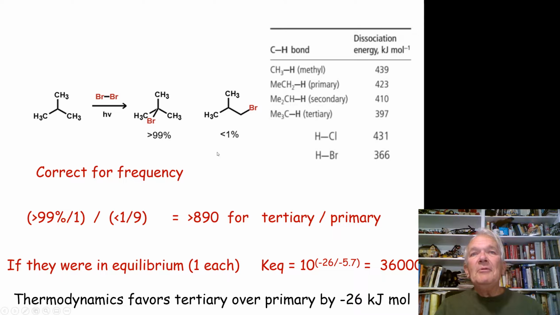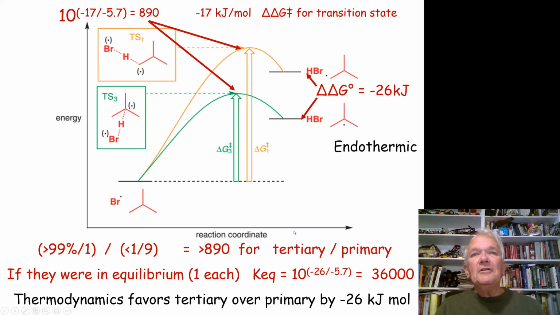But again, if they were in equilibrium, it's still 36,000. Well, 890 is still a long way from 36,000, but let's look at the chart again.